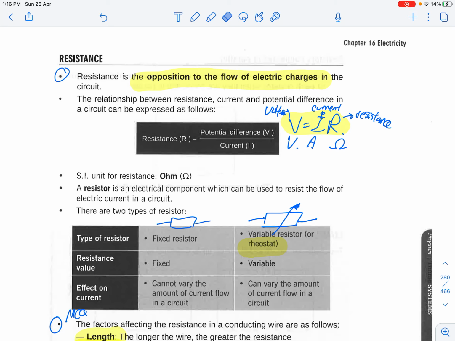Next we look at resistance. Resistance is the opposition to the flow of electrical charges in the circuit. In other words, if you are moving forward and someone is pushing you backwards, that person is something like a resistance to your moving forward. Same thing over here, resistance is how the flow is being disrupted.